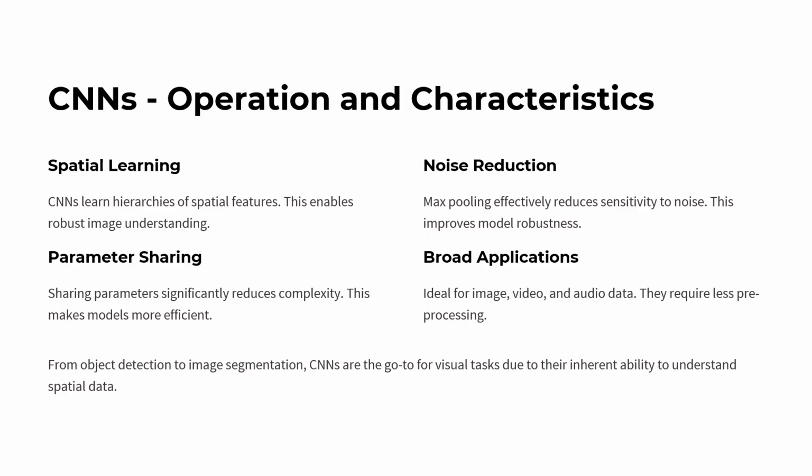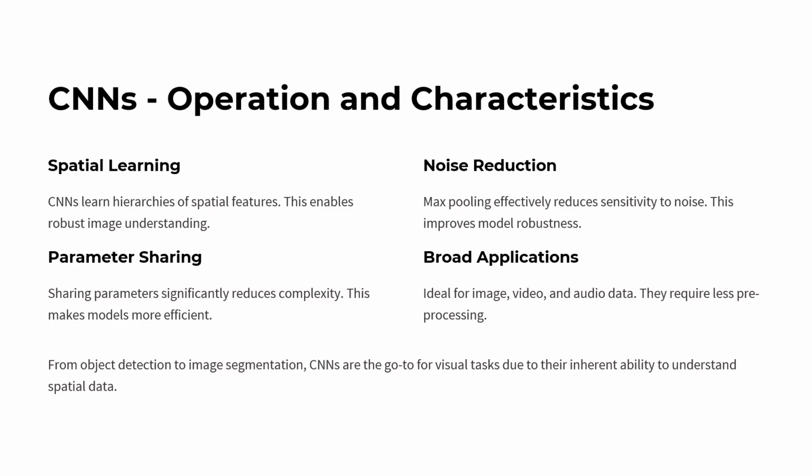Next, we will see CNN operations and characteristics. First one is spatial learning. CNNs are great at learning spatial features, understanding the structure and layout of images. This helps in tasks like recognizing objects or detecting patterns.